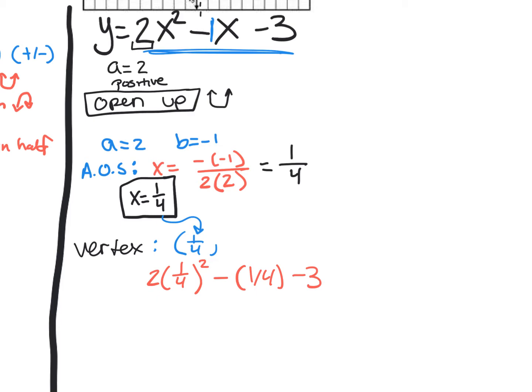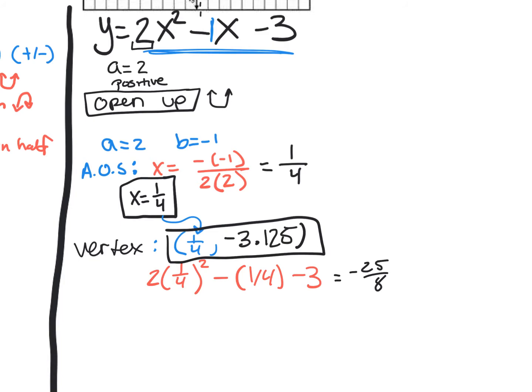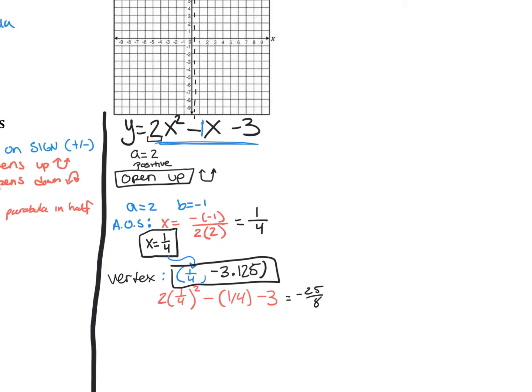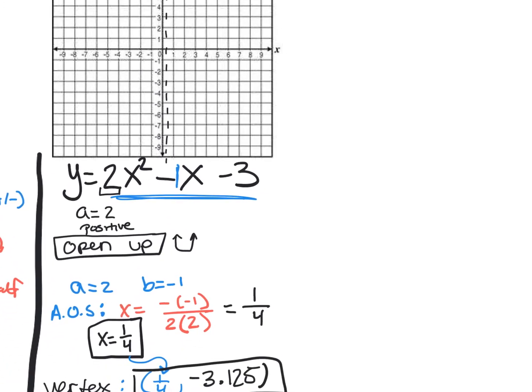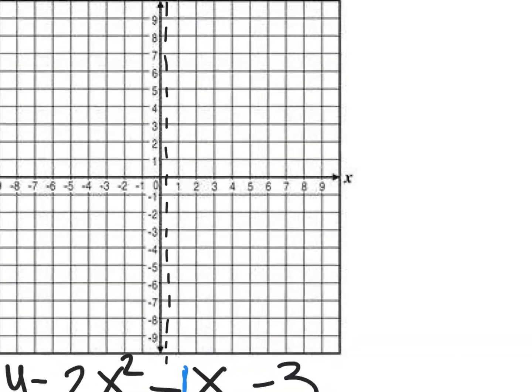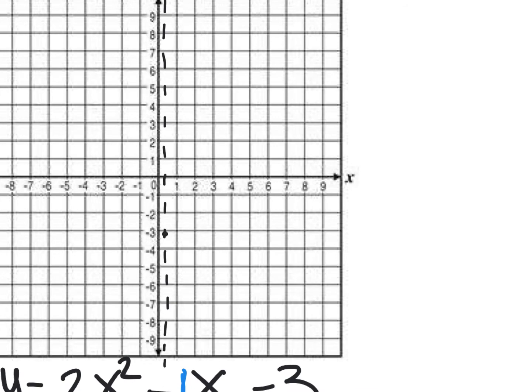So when you type this in your calculator, you get about negative 3.125. Or if you hit the math enter button, it would be negative 25/8. Either way, whichever method, the fraction or the decimal, makes it easier for you to plot that point. This is our vertex. If we go to our graph, we have our 1/4, where that axis of symmetry is, and then negative 3.125. So just past negative 3, about right here would be our vertex.